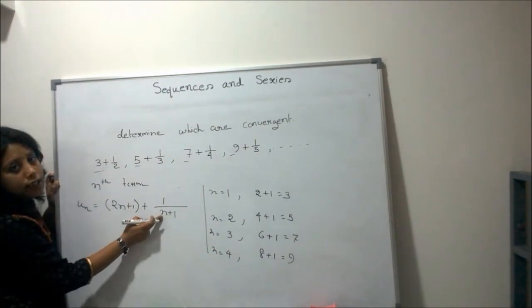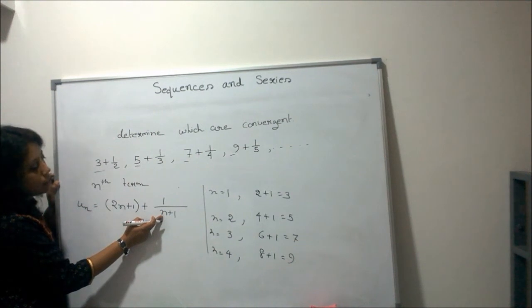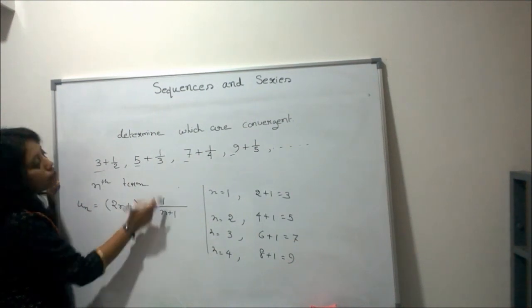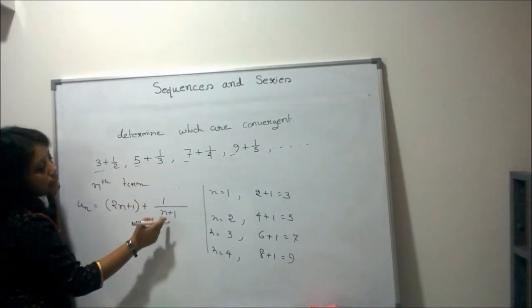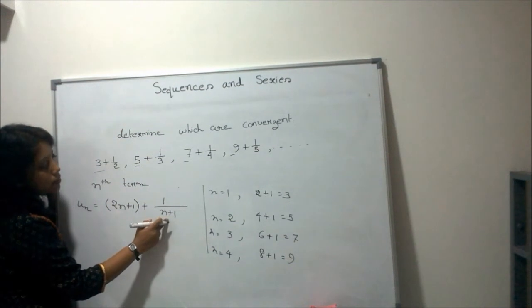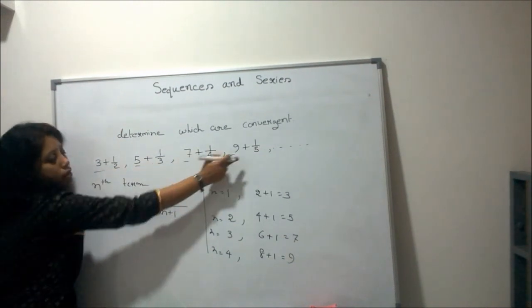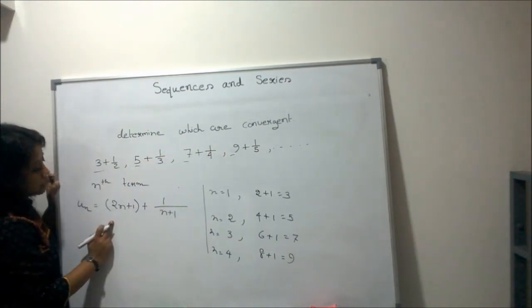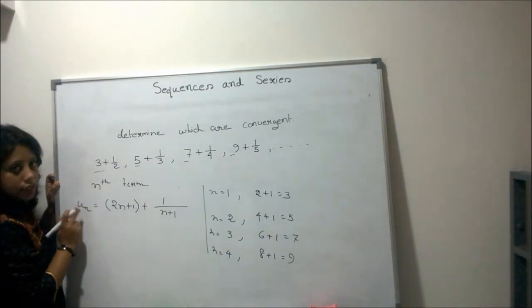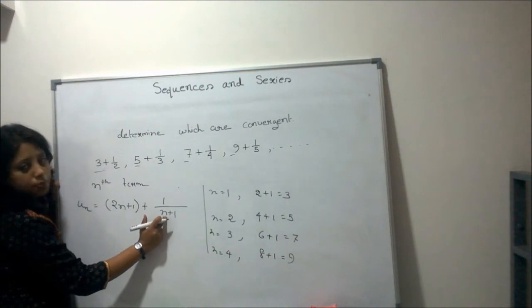So when n is equal to 1, first term, this is 2. When n is equal to 2, second term, this is 3. When n is equal to 3, this is 4. So this satisfies this part. Okay. So here we can say that for this sequence, the nth term, the general term is of this form.